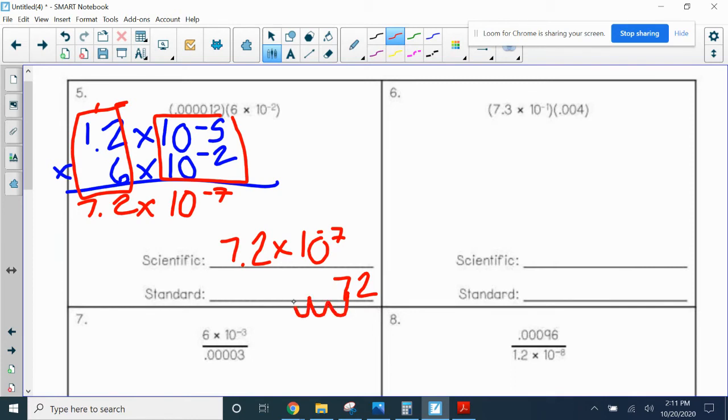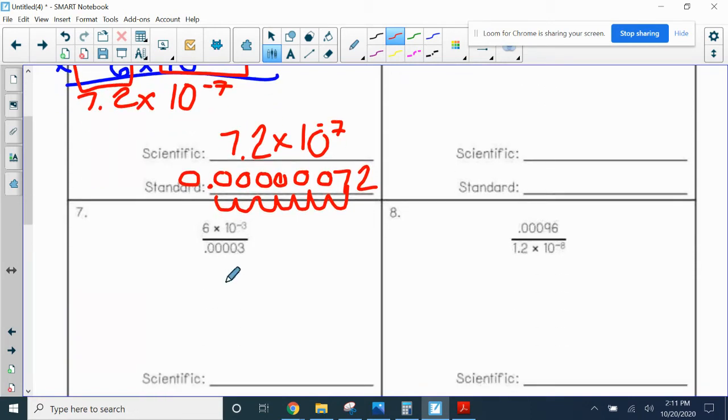1, 2, 3, 4, 5, 6, 7. So we're going to have 6 zeros for those 6 positions where I didn't have numbers, and then I'm going to go ahead and do 7. Again, same thing. I want 1 non-zero number in front of the decimal. I moved it 1, 2, 3, 4, 5 times. So 3 times 10 to the 5. And is that number smaller or greater than 1? It's smaller. That's a negative 5.